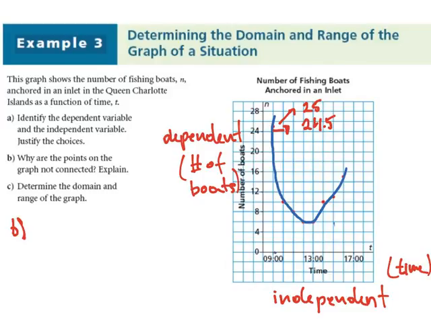What? A shark bit it? Took half of it off? We can't have half of a boat. And that's why this graph cannot be connected.